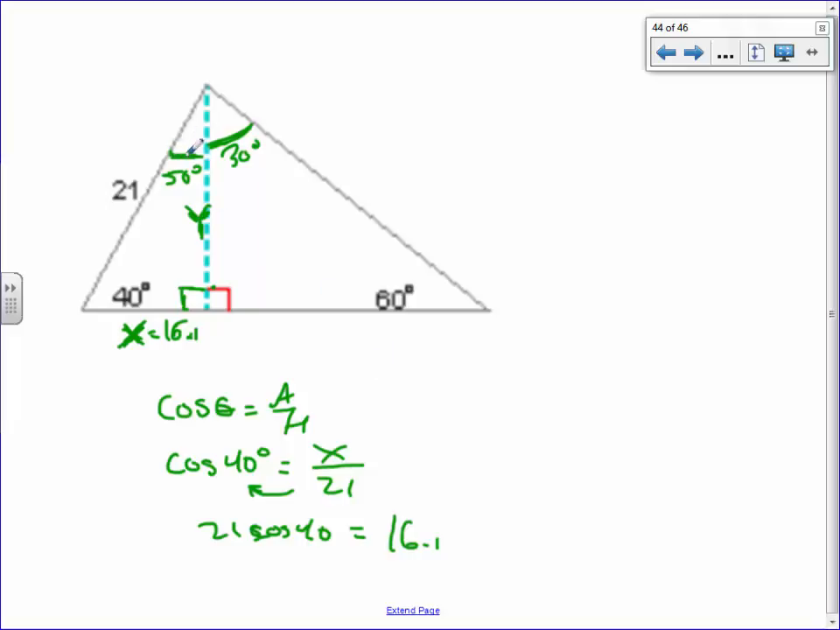Based on this 50 degrees right here, the y would be the adjacent, and the 21 would be the hypotenuse. So you could say that cosine of theta is adjacent over hypotenuse. Cosine of the 50 degrees, the adjacent would be y, the hypotenuse is 21. Let's go times the 21 then. 21 times the cosine of 50, I get 13.5.